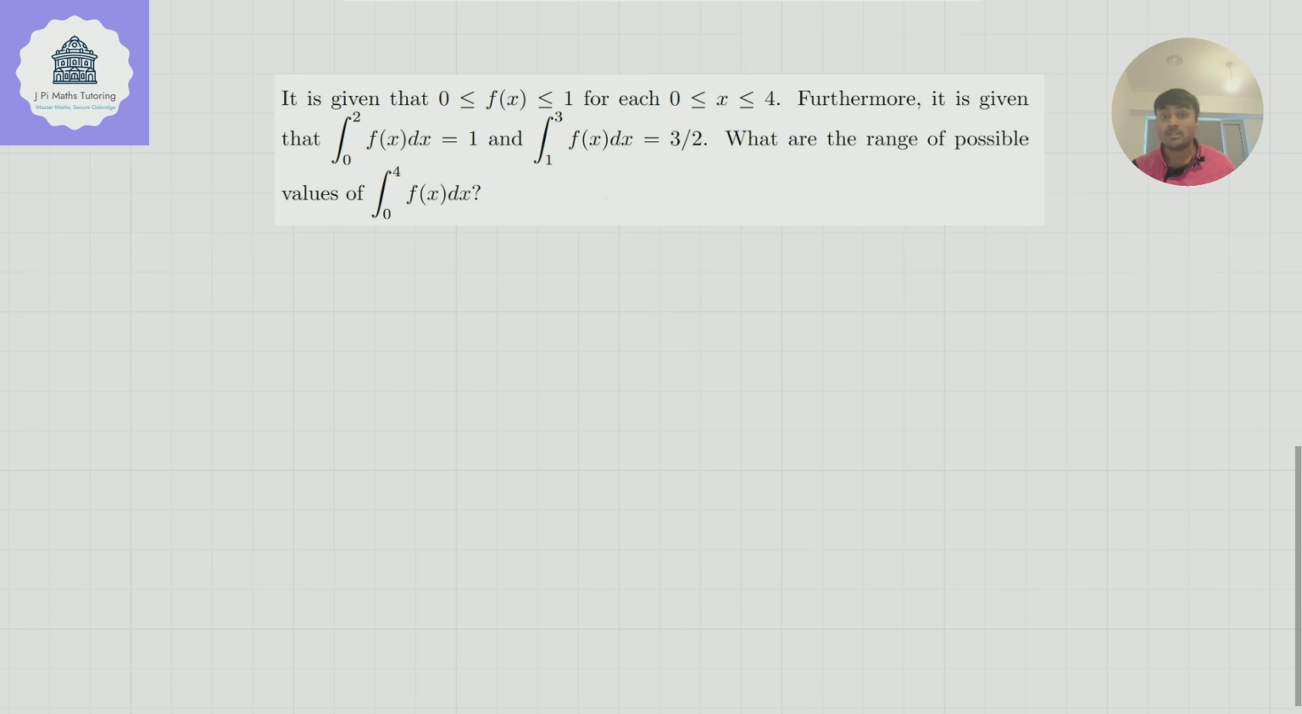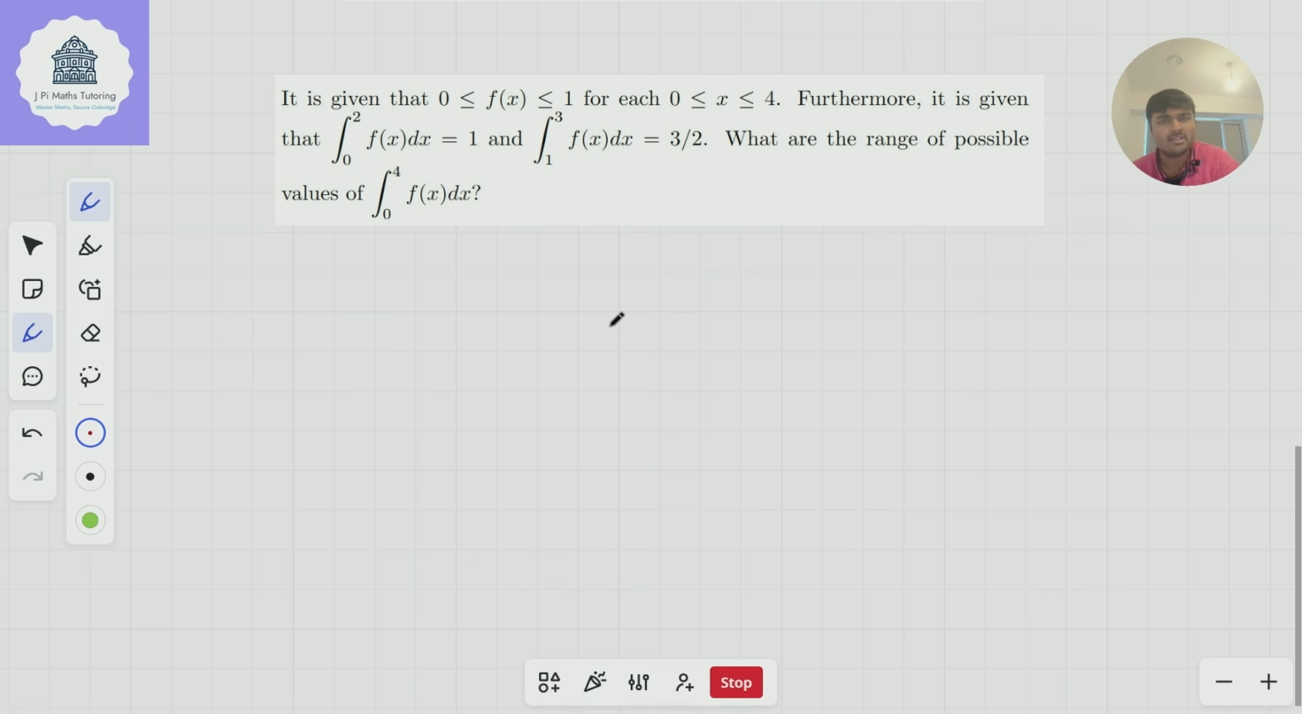And of course, if this was a TMUA problem, which of course it isn't, there would be a bunch of options here. So in fact, this is slightly reworded just to make it a bit more friendly for the video. Let's have a look. How do we approach this? Well, we want to find the range of possible values the integral from 0 to 4 can take given the information that we have.